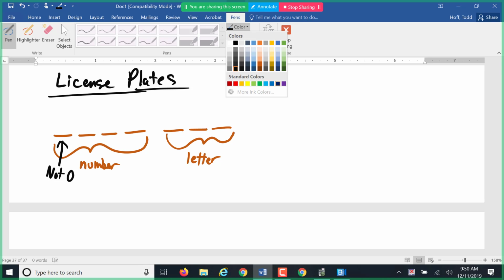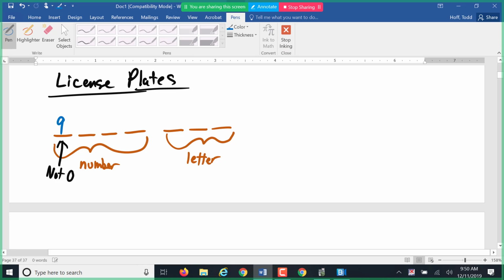So if we look at this, our possibilities for the first one, there's 9 possibilities, 1 through 9. For the second one, there's 10, 0 through 9. 10 and 10 again. For letters, they can be any letters. So there's 26 possible letters for the first one, 26 possible for the second one, and 26 possible for the third. And we multiply those all together.